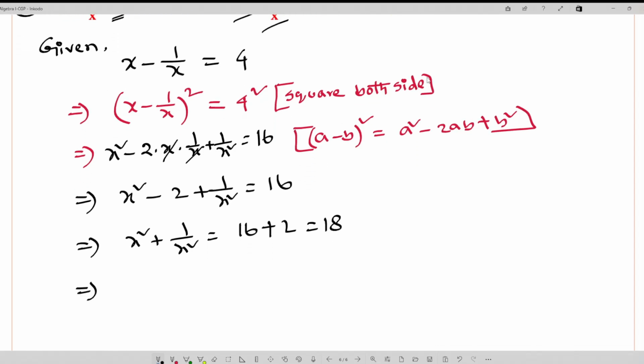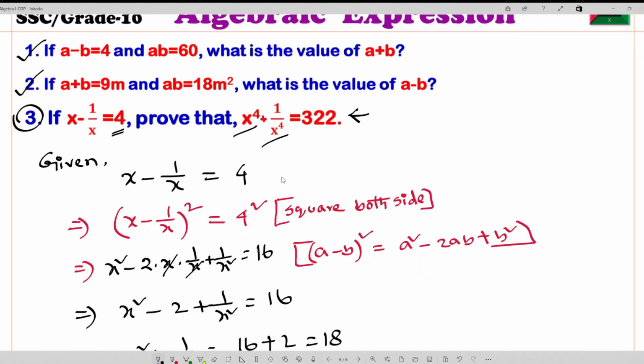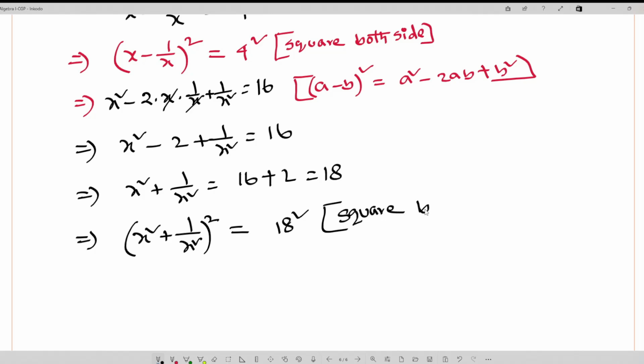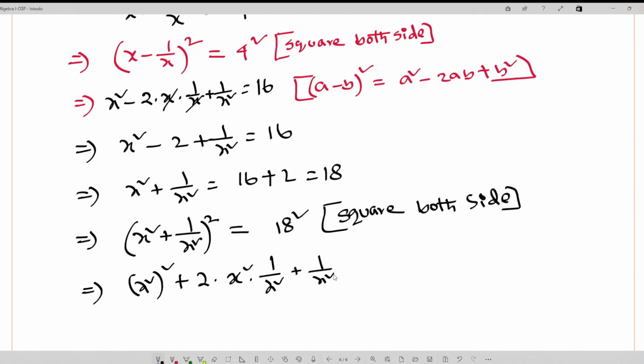Again we need x to the power 4 plus 1 by x to the power 4, right? So again we will square both sides. So x square plus 1 by x square whole square equals 18 square. Again we will write square both sides, and here is x square whole square plus 2 times x square times 1 by x square plus 1 by x square whole square equals 18 square, it means 324.